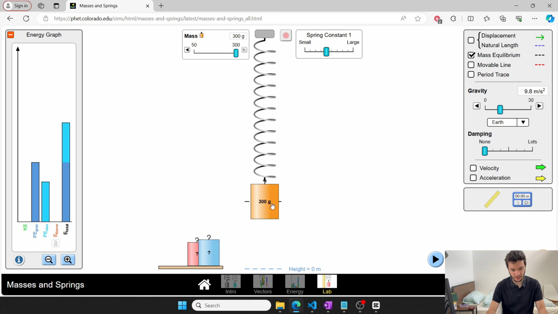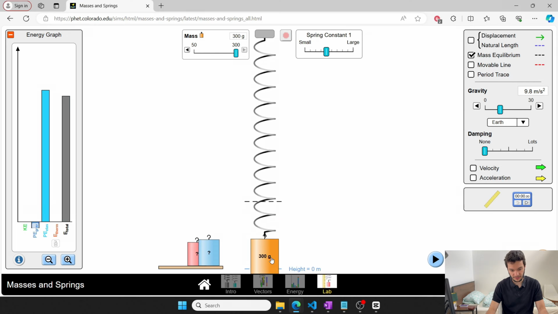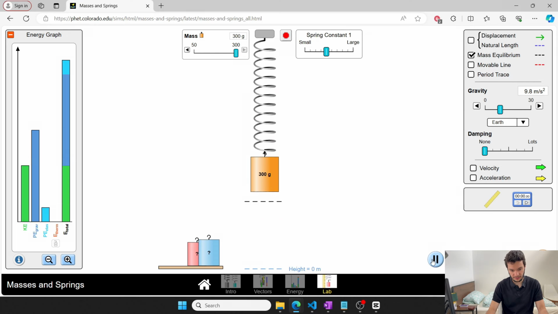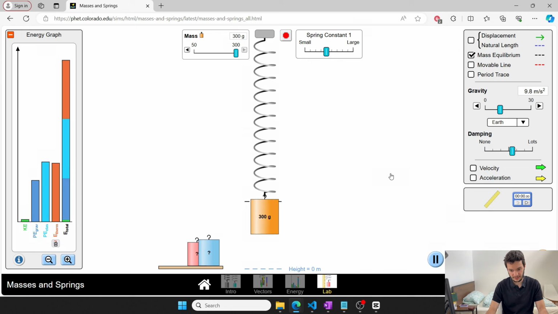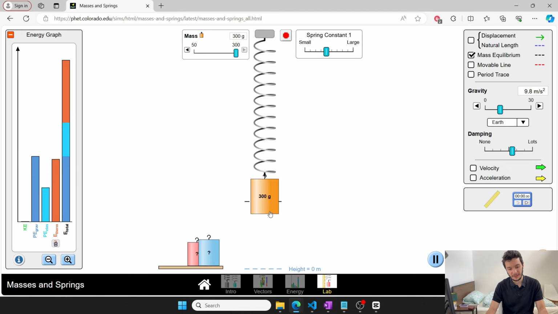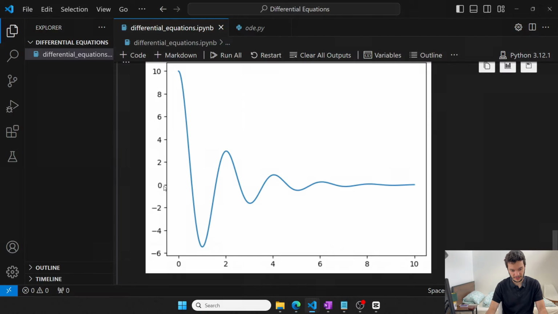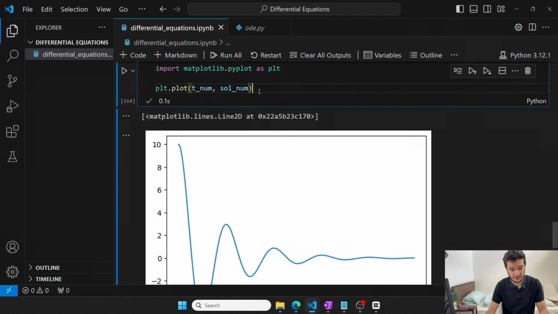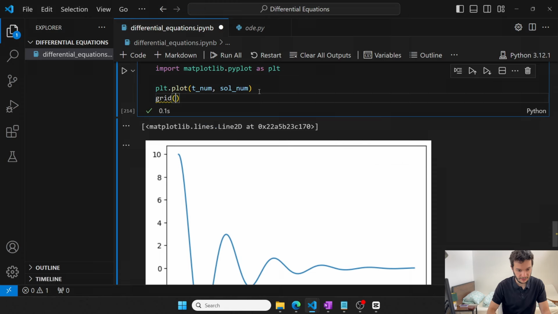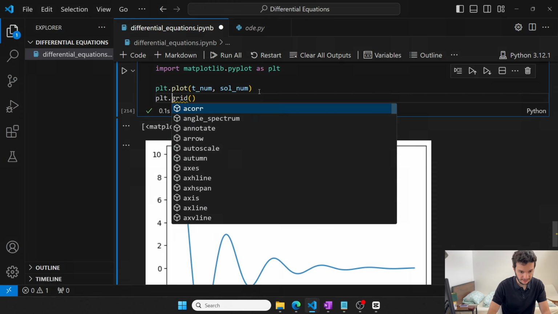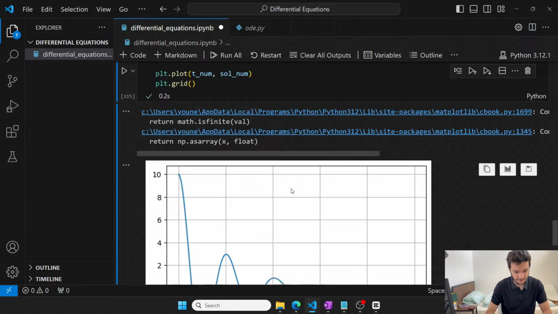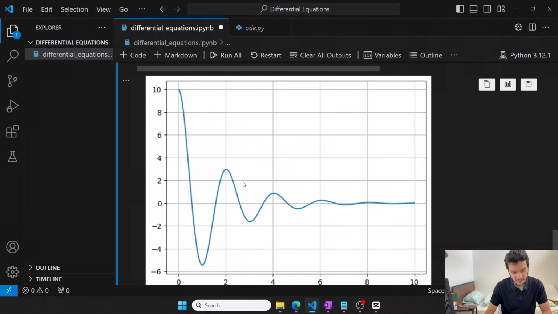It will be in a way corresponding to, for example, this case right here. So I run the simulation, but if I increase the damping, you'll see that it will slowly lose its energy and then come back to its initial position, which is 0, which is the same thing in this case. I can also add a grid. I do a plt.grid, and this would be our solution.